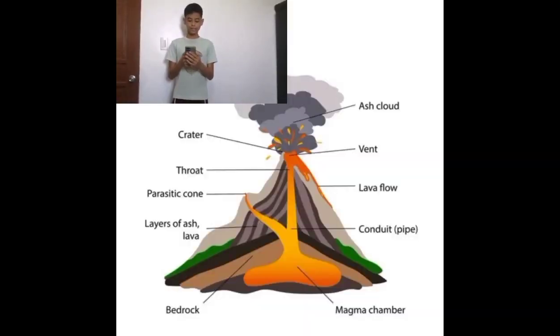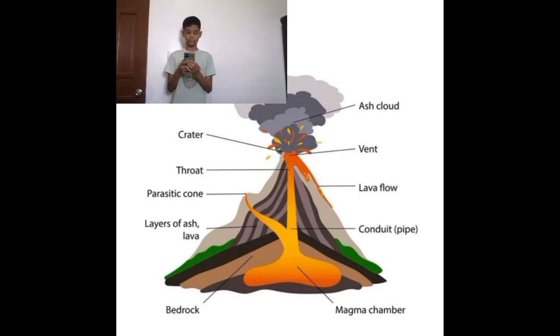Good afternoon, everyone. Today I'm going to talk to you about the different parts of a volcano. A volcano is a geological formation that occurs when magma, ash, and gas escape from the Earth's surface. Volcanoes can be found all over the world, and they come in many different shapes and sizes. But regardless of their appearance, all volcanoes share the same basic parts.